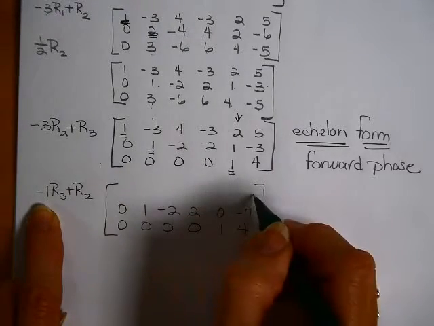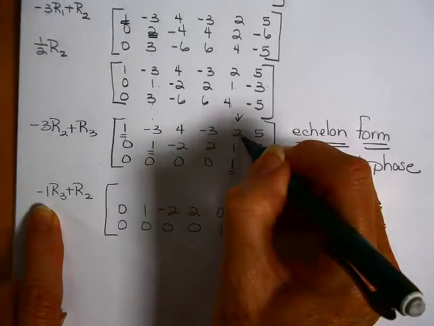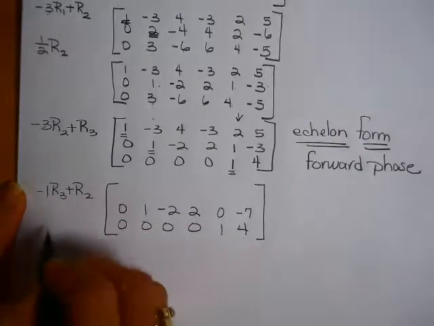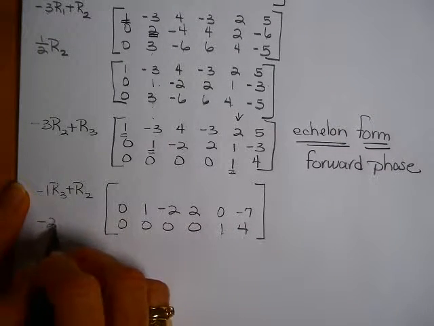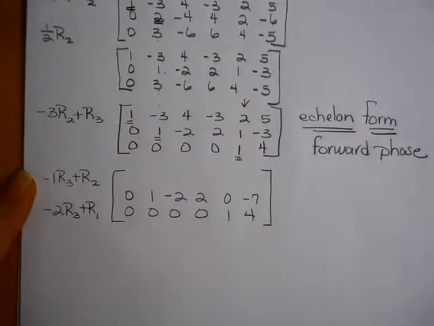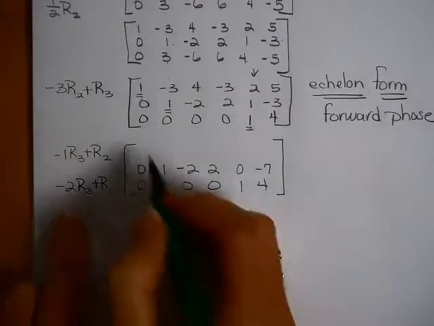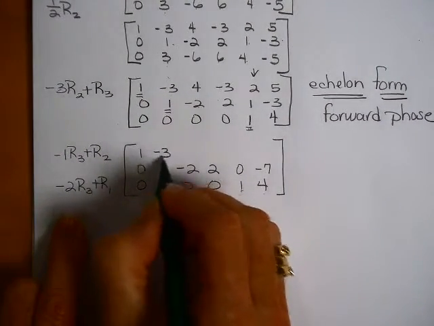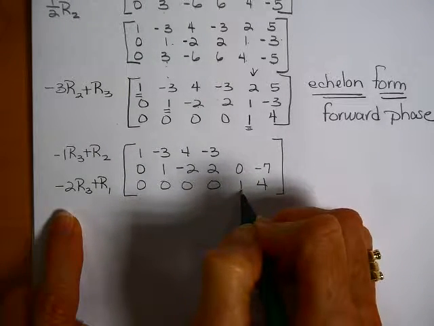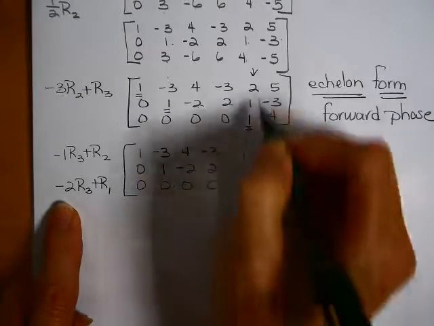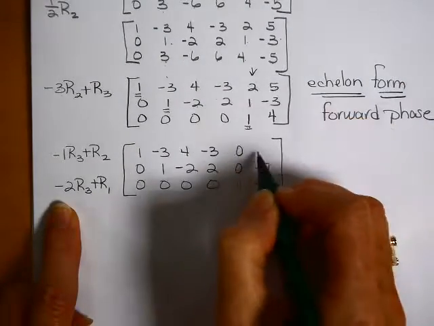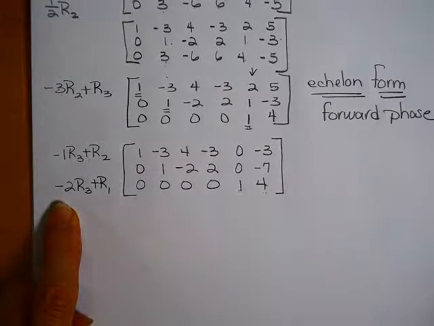Now, before I write down this next one, I'm going to get rid of the number above it. This needs to be a 0. So now I need to multiply -2 times row 3 and add it to row 1. So that's a 1, a -3, a 4, a -3. Nothing changes until I get above this one. -2 and 2 is 0. -8 and 5 looks like -3.